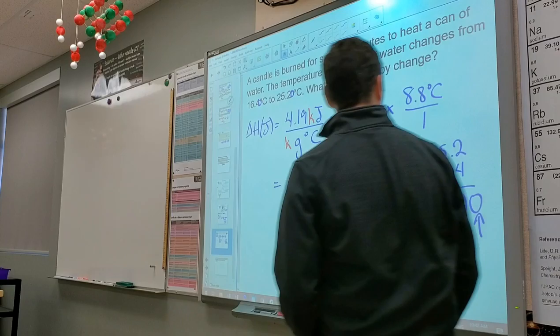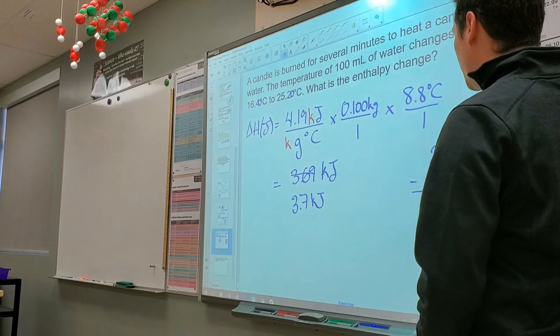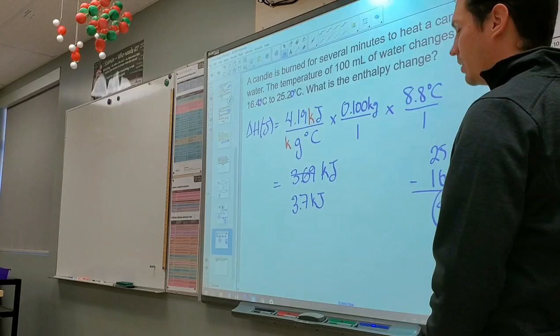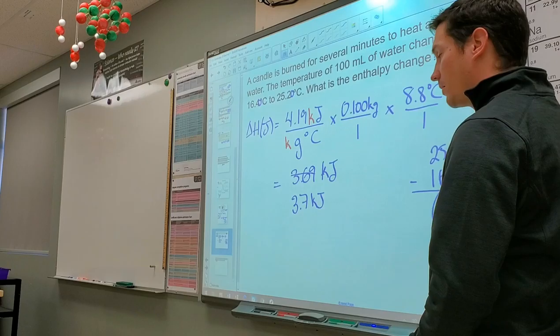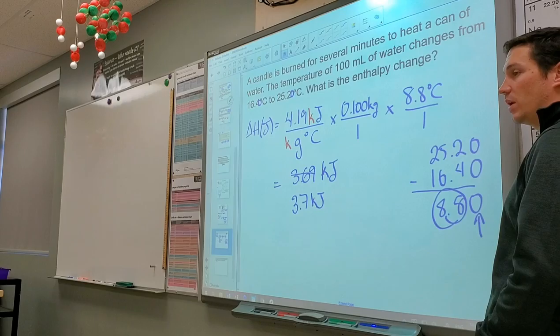Now, if this was 16.40 and 25.20, then it would be 3 significant digits, right? When you put this into your calculator, just because your calculator spits out 8.8 doesn't mean it's not 8.80. It just doesn't give you the 0.